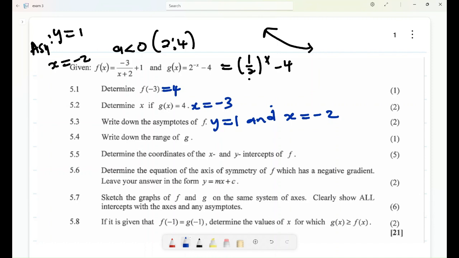Write down the range of G. Here is G, right? Now remember, when I sketch this function, it's going to be a function like this. Why? Because if I change this part to a positive exponent x, it's going to be 1 divided by 2 to the power of x minus 4. So it's going to be more or less something like this.